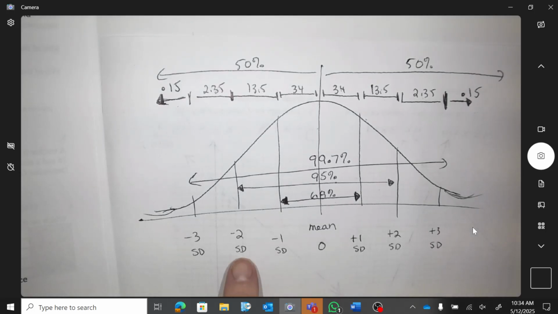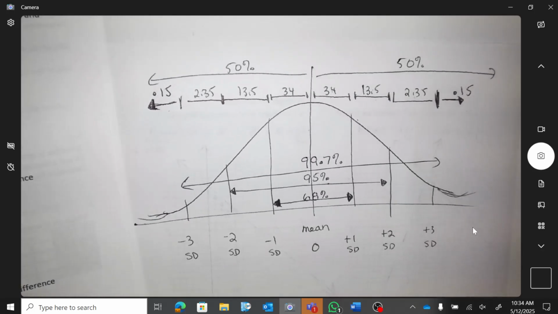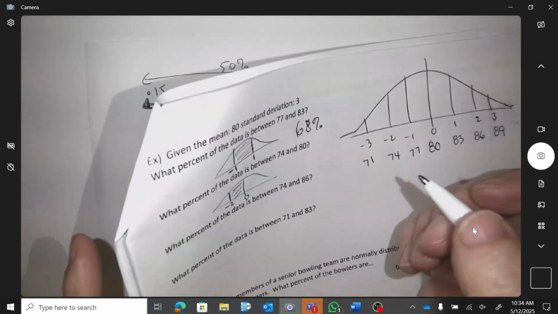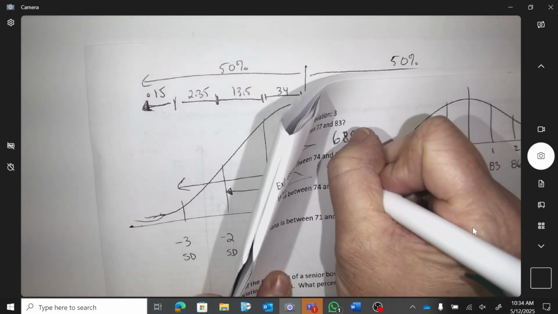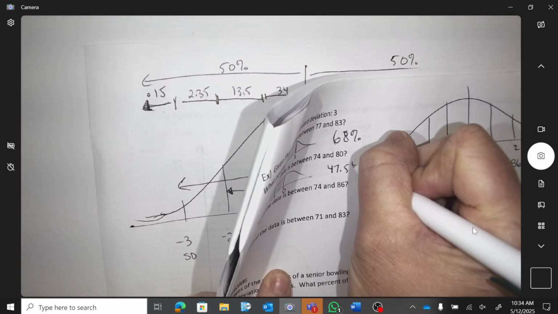You just take the zones. You're going to go from negative 2 to 0. You can convert everything to these 1s and 2s, and then go to the zones. Somebody told me this answer. What was it? 47.5%.